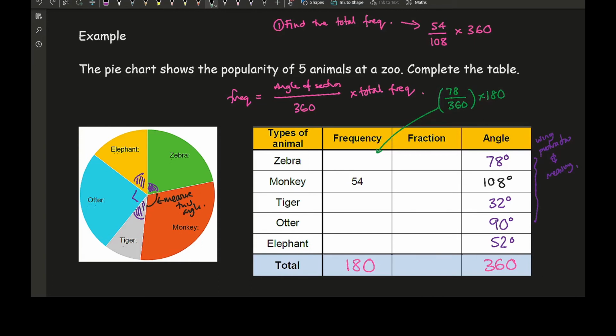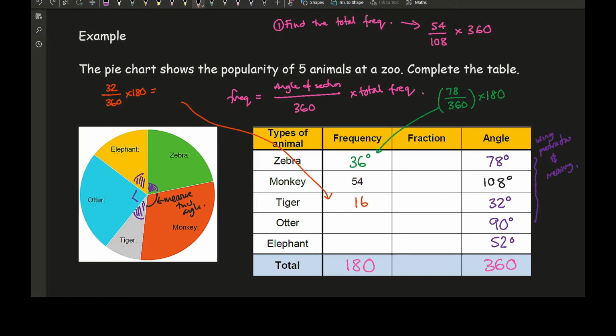So from this, I can see that the frequency is going to be 36. Now for tiger, I'll just do that in orange, that's going to be 32 divided by 360 multiplied by 180, and that gives me an answer of 16.